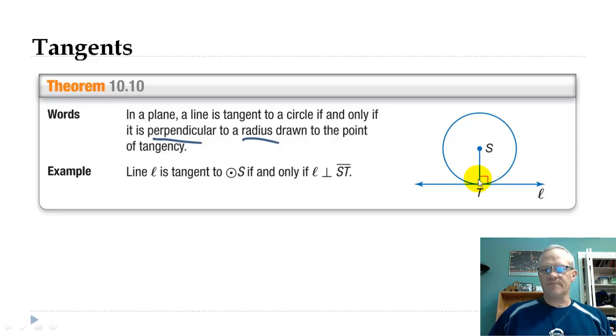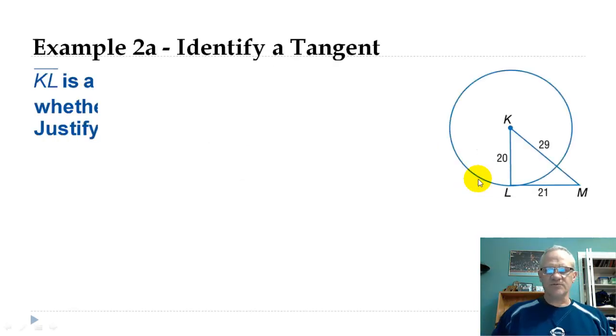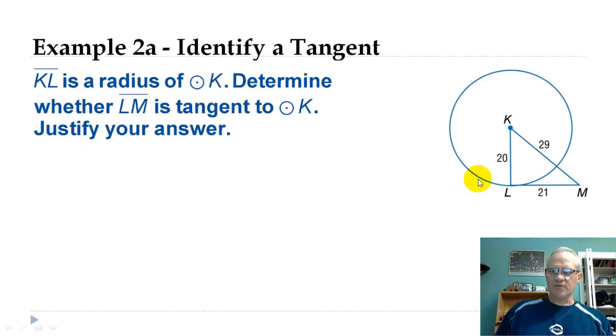It is not tangent, okay? So keep that in mind. Let's look at a few examples there. All right, so here we've got a little drawing. We've got a triangle, basically, and a circle here.